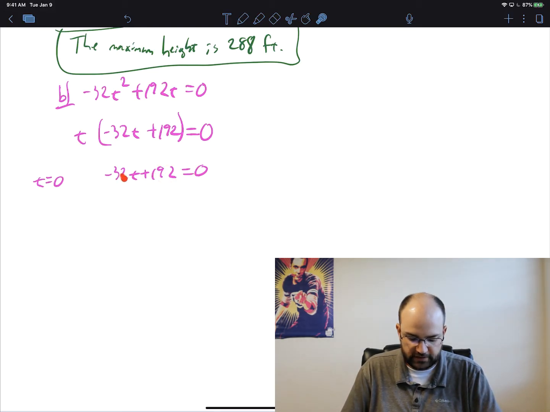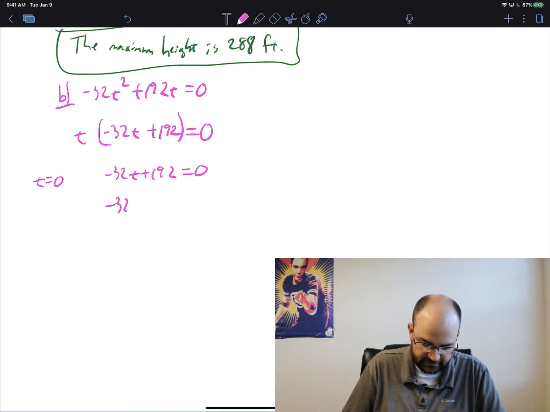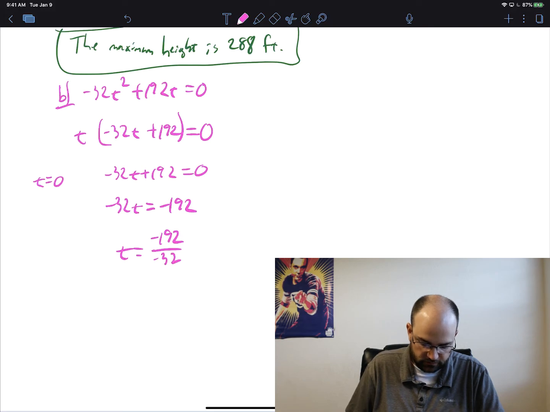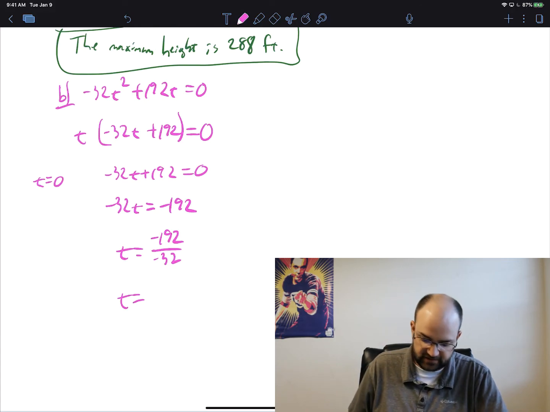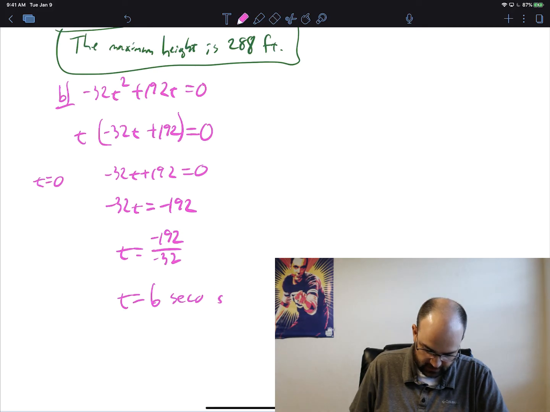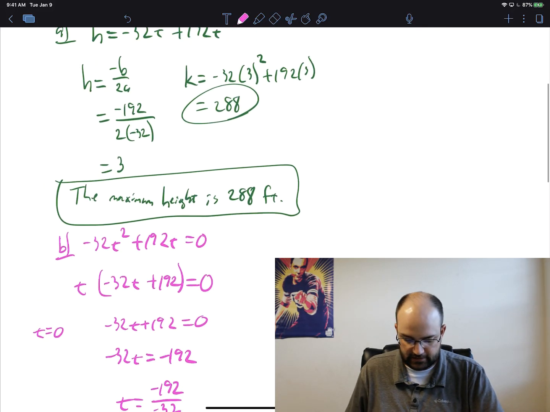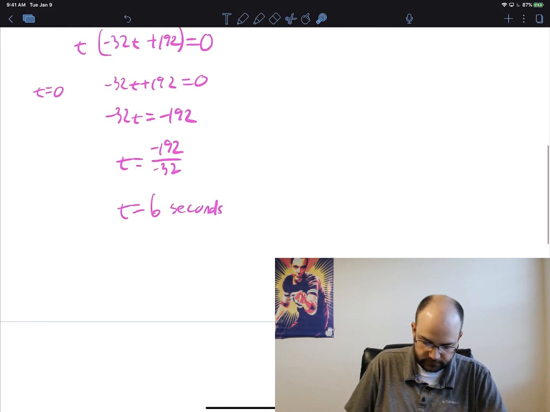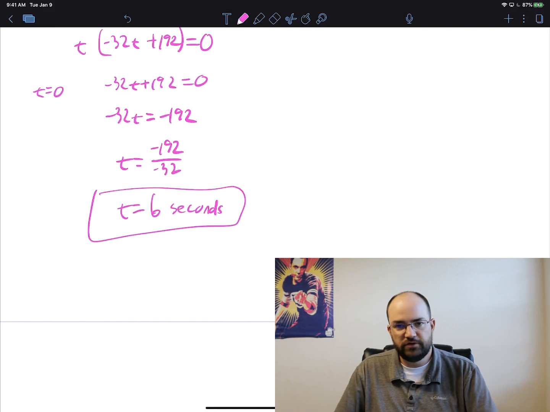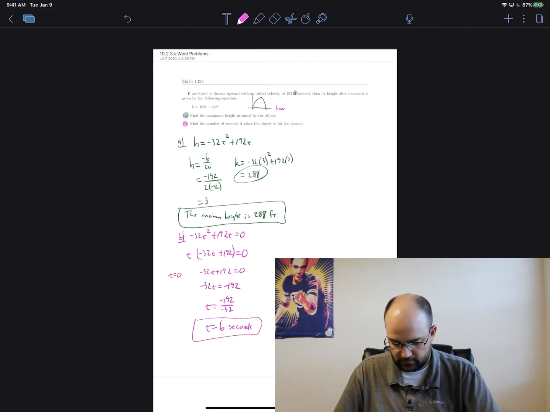First subtract the 192, then divide by negative 32. So negative 32t equals negative 192. That means that t is negative 192 over negative 32. Type that in. 192 over 32 gives us 6. And as I said, that occurs in 6 seconds. The height is going to be 0, but it just wants to know the number of seconds it takes to actually hit the ground. That means that we know the answer already.